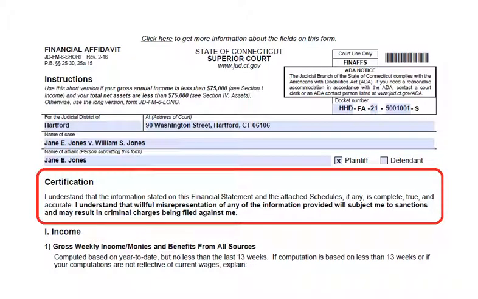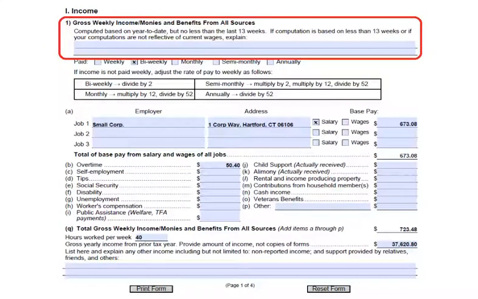The certification is that you understand that the information you provide on the form must be true to the best of your knowledge. Willfully providing false information can result in sanctions or criminal charges against you. In section Roman numeral 1, the amounts you provide for income are calculated using money received for at least 13 weeks. If your calculations are based on less than 13 weeks or you have no income, please explain why on the line provided.